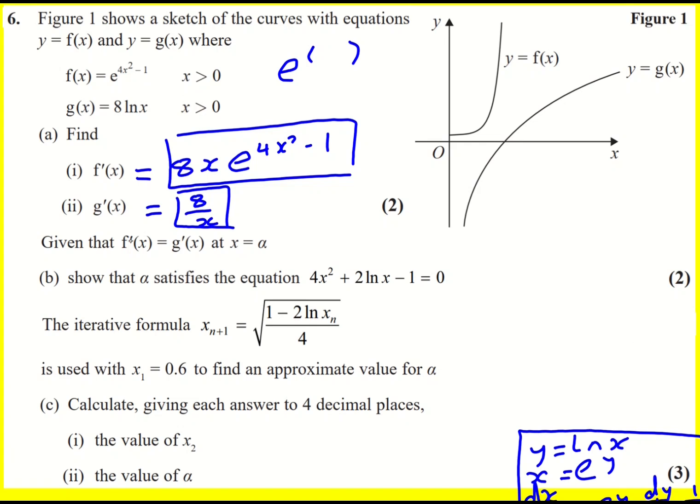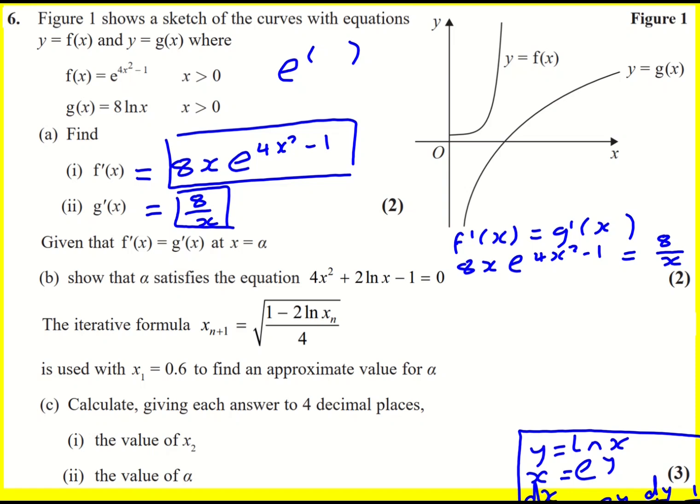We're then told that the derivative of f is equal to the derivative of g at x equals alpha. And we're asked to show that alpha satisfies this equation. Okay, so what I can do is write f dash x equals g dash x when 8x e to the 4x squared minus 1 is equal to 8 over x. I've got to make sure the minus 1 is clearly in the power.